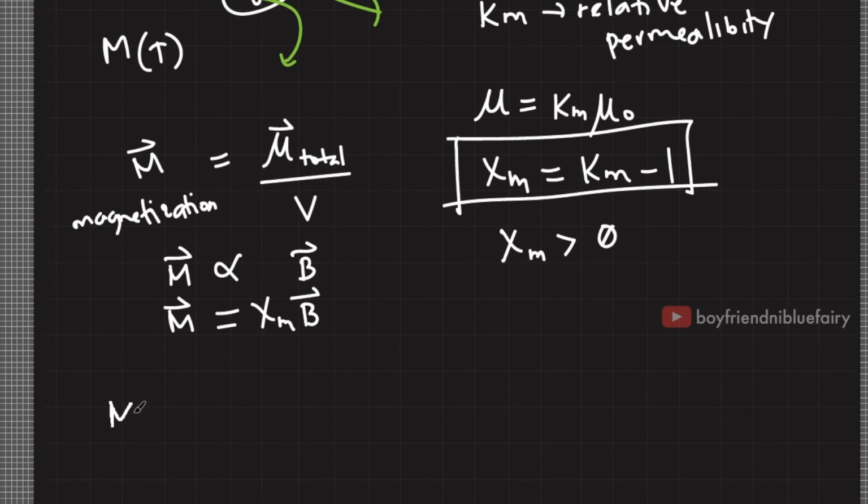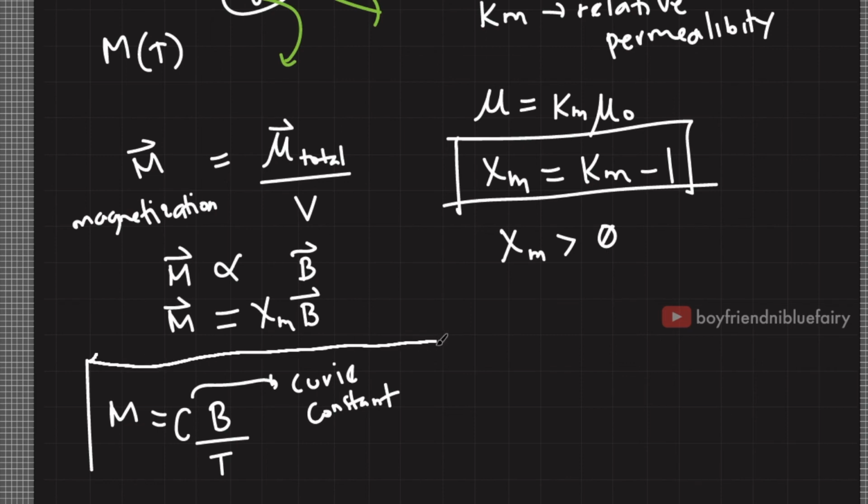This dependence is shown by, again, M is directly proportional to the external magnetic field, but this time it has a dependency on temperature. So the greater the temperature for a fixed external magnetic field, the object will yield a smaller magnetization. This C is called the Curie constant, and this relationship is called Curie's law.